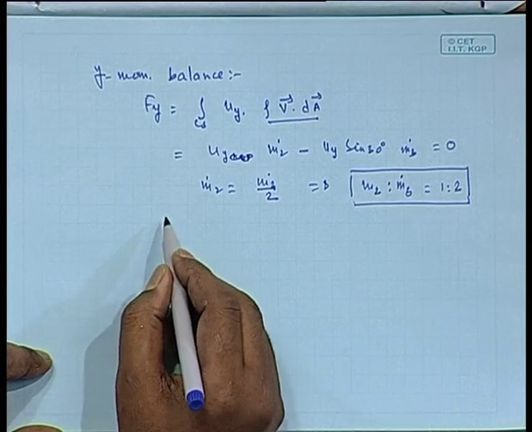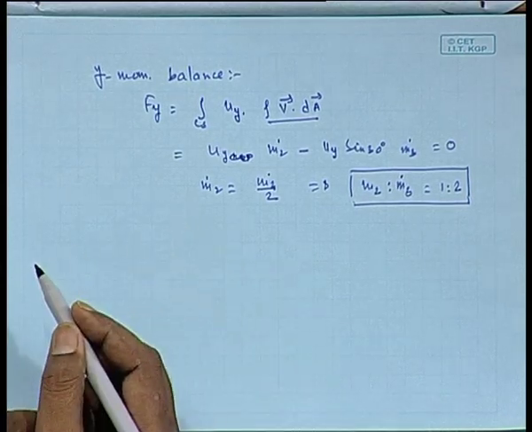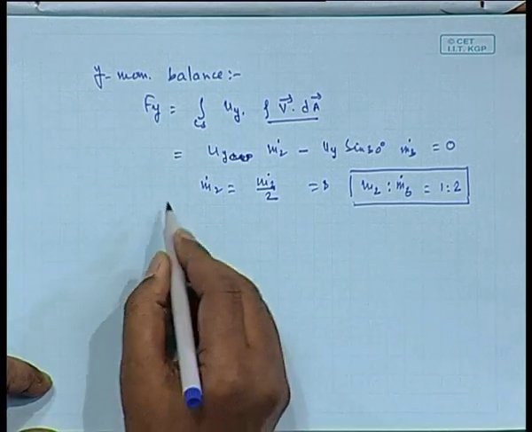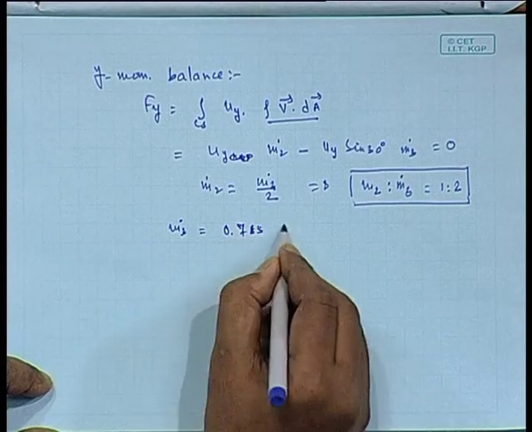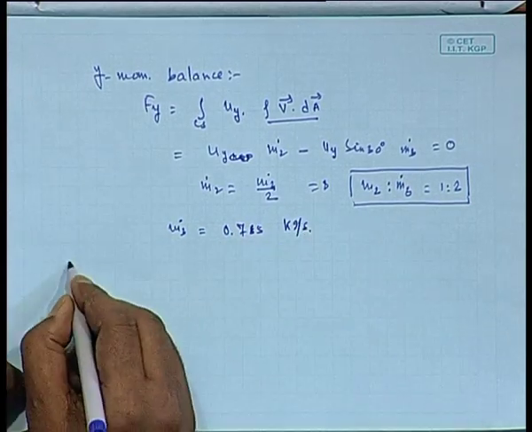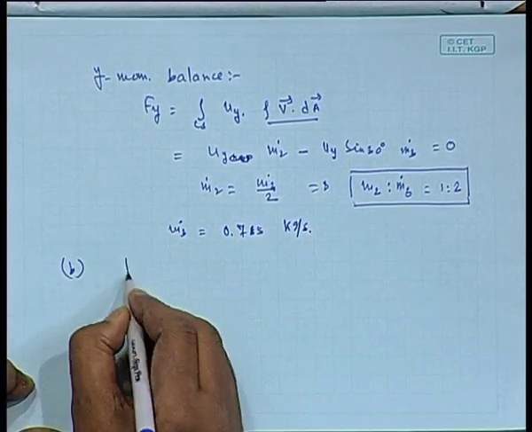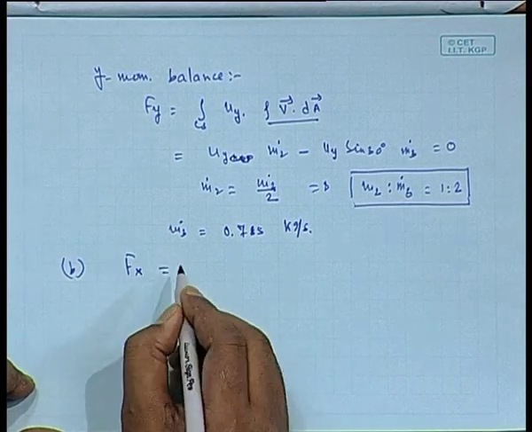Now, from the material balance, you have M2 dot plus M3 dot equal to 1.1775 something. So, M3 dot becomes 0.785 kg per second. That can be evaluated. In part B, you have to find out the net force in the x direction.